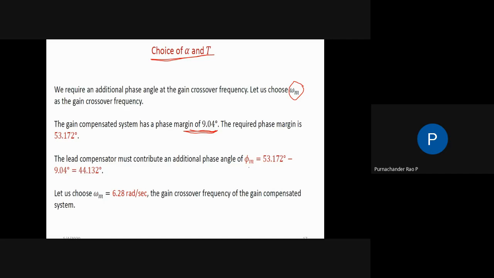So what must be the value of phi m? The maximum phase lead can be obtained as 53.172 minus 9.04. This will be the additional phase lead which is required. Also choose omega m equal to 6.28, because at the 9.04 phase margin the gain crossover frequency is 6.28. It is obtained from the Bode plot.